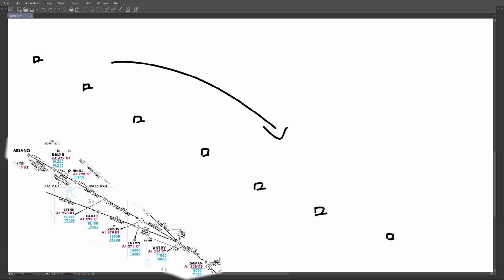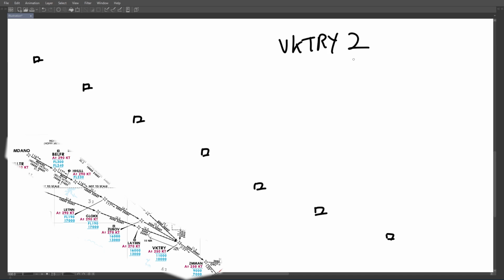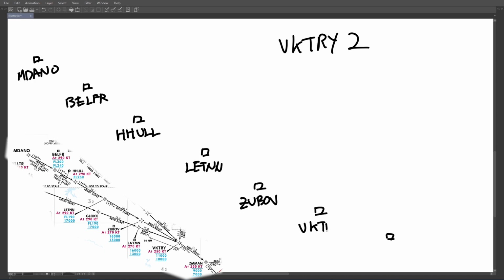So looking at the chart, if you have a chart in front of you, you can look at it. I'll just write it here. So looking at the chart, we have the Medano, Belfer, Hall, Ledin, Zubov, Victory, last but not least, the Z-Man.